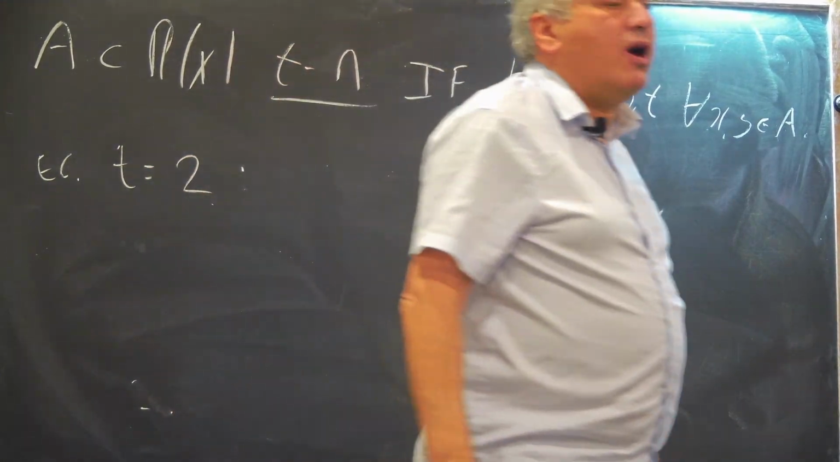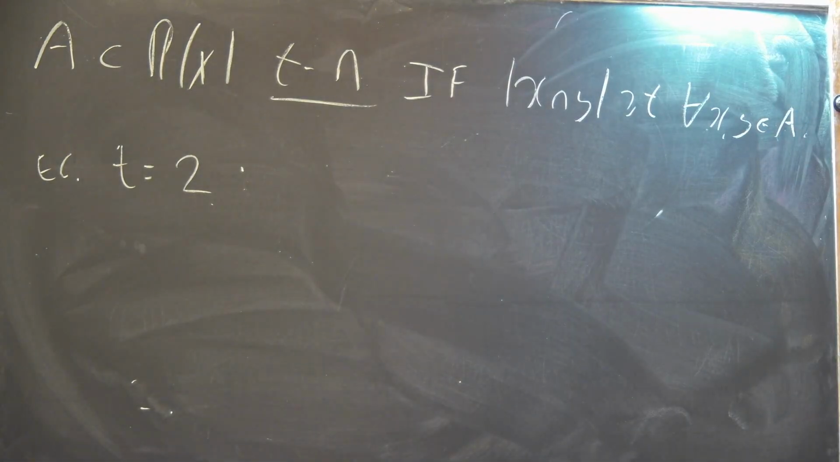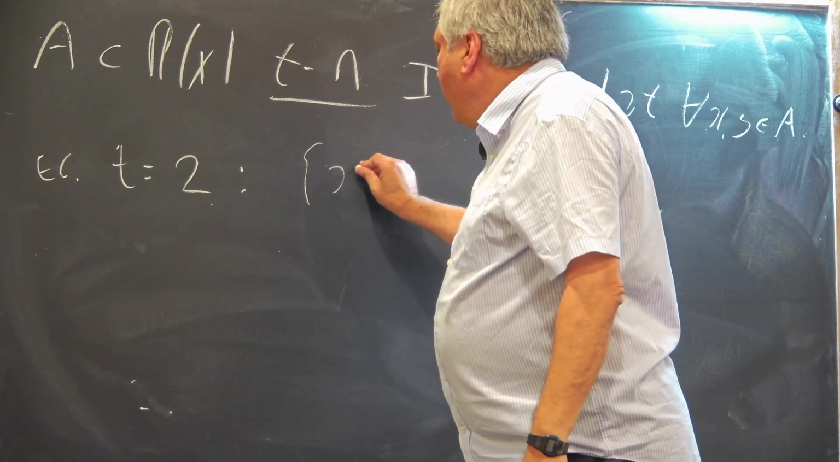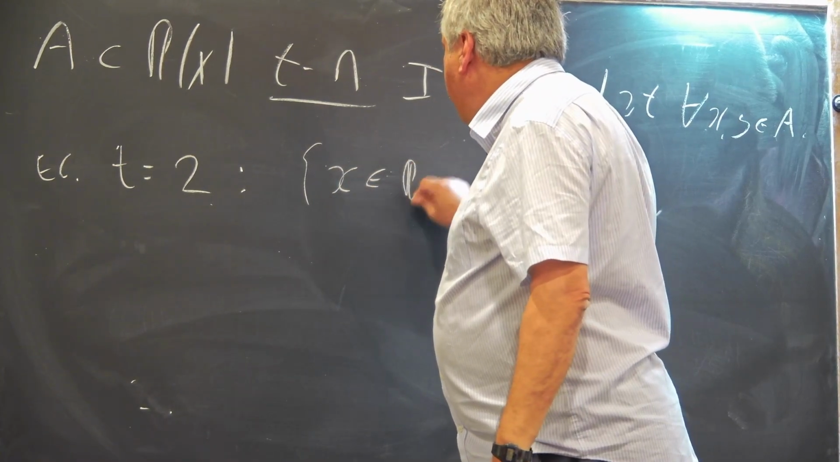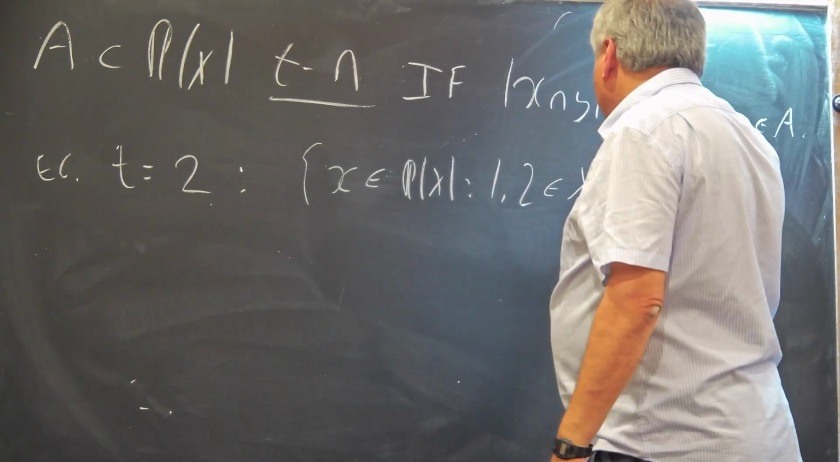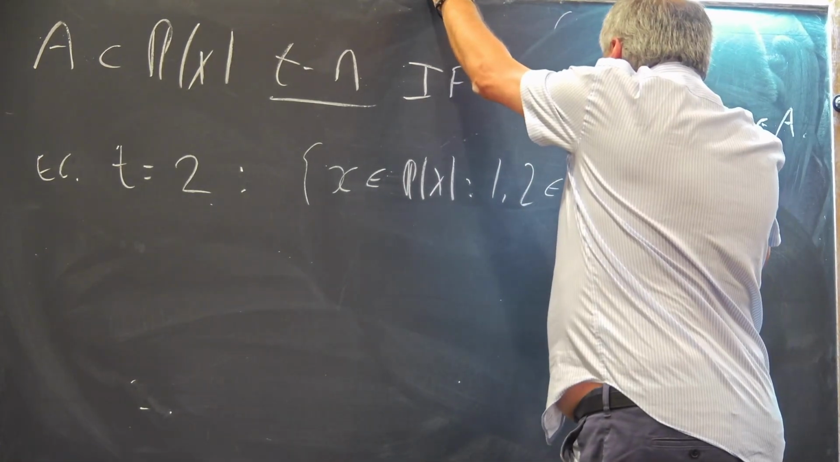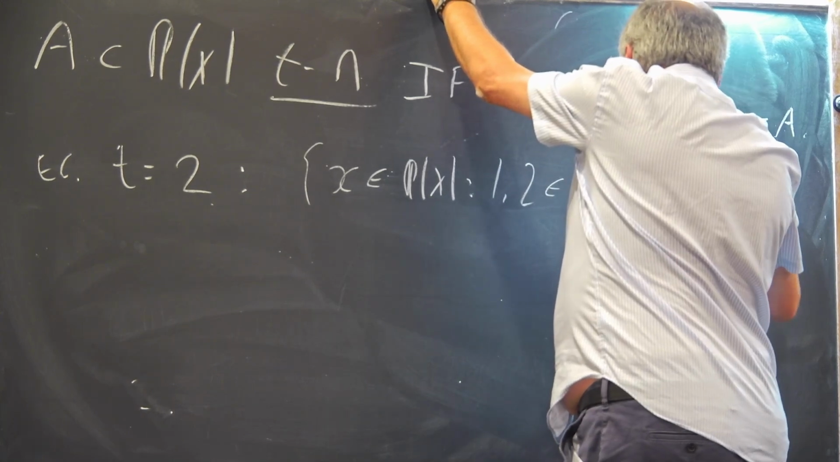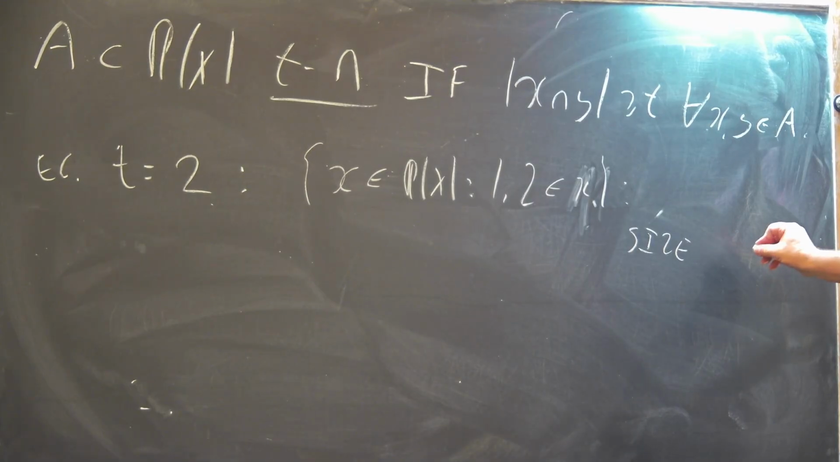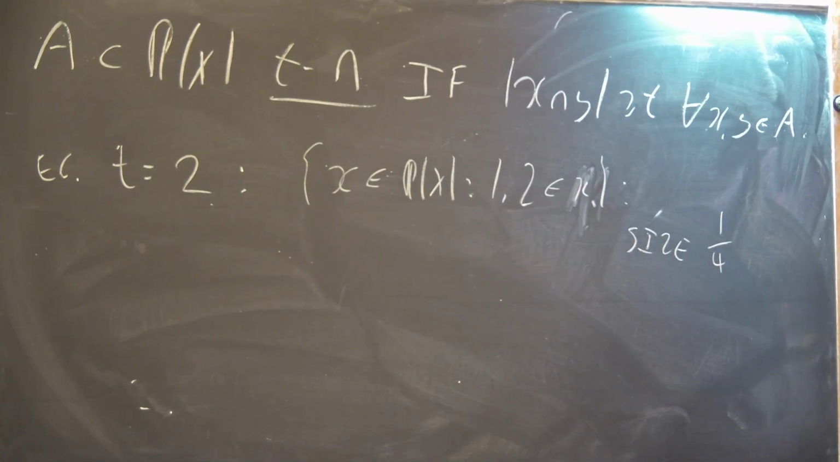What would be a natural thing to try? Well, before, the winner was, rather trivially, all sets containing 1. So here, take all sets containing 1 and 2. So a good guess: we could take the set of all x in the power set such that 1 and 2 belong to x. How big is that? That's a quarter of all sets, right? I'll write size a quarter, of course I mean a quarter of 2 to the n.